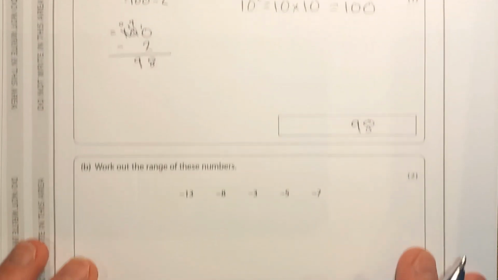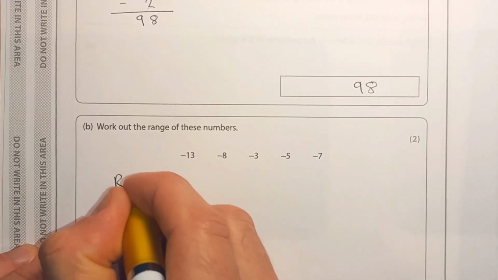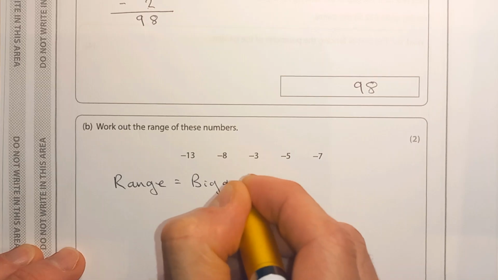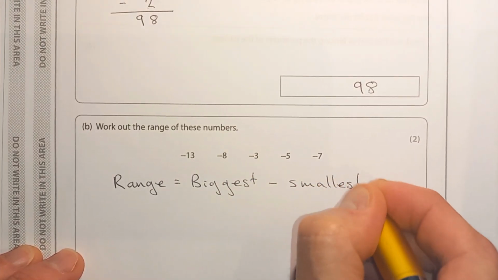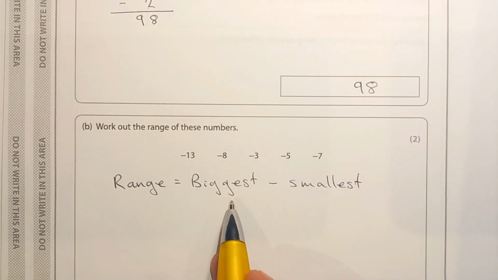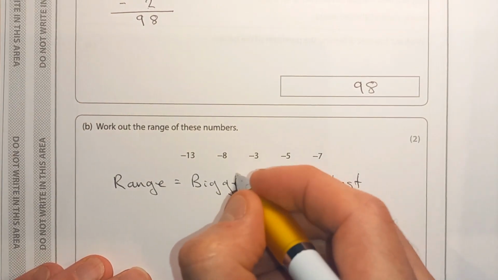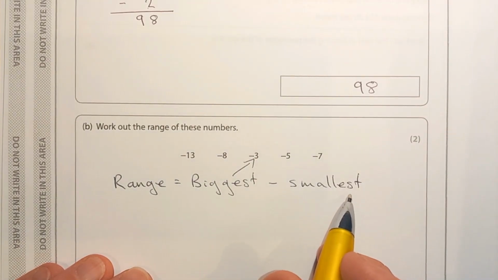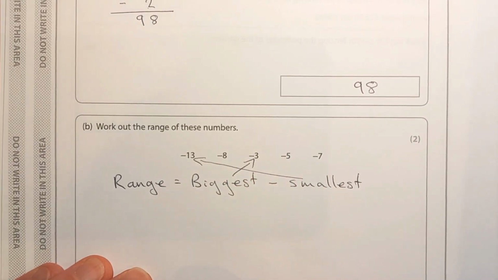Now for part B, work out the range of these numbers. Well, the range is the biggest minus the smallest. Now these are negative numbers, so we've got to be careful with this. Now the biggest number is going to be, because they're all negative, the least negative. So the biggest is actually the minus 3. And the smallest number is going to be the most negative, which is the minus 13.